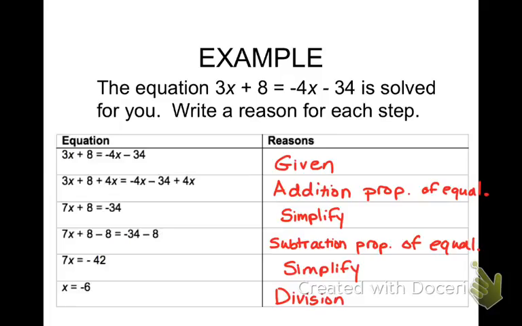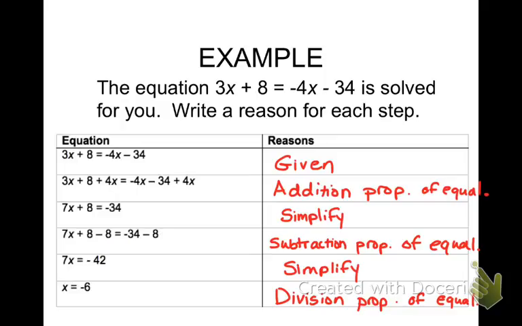Now, as you get good with this, you should be able to get rid of most of the simplify lines. Like when we go to do the one on the back, instead of showing this step, I could have just jumped from this line to this line and said addition property. And then jump from this line to this line and said subtraction property. And then to division property. So you can write less.